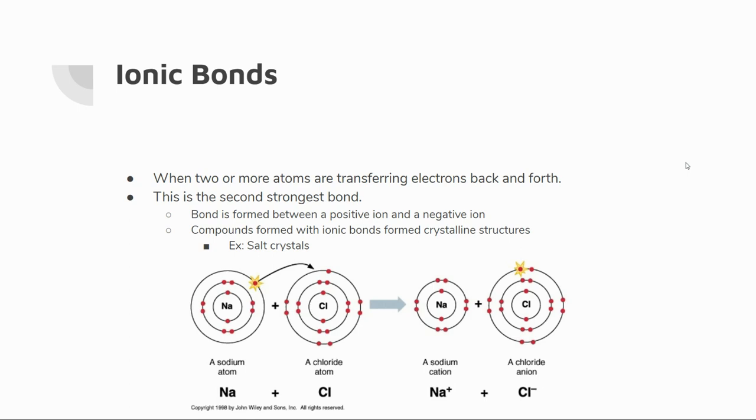Compounds that are formed with this typically form crystalline structures. Okay, NaCl is known as table salt. That's the common name for sodium chloride. So you put sodium and chlorine together and you get table salt.